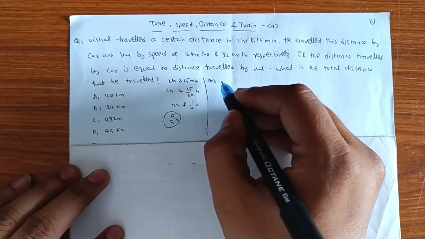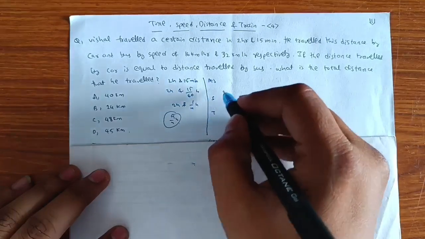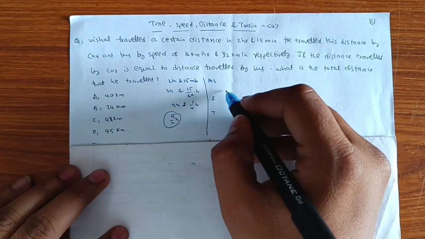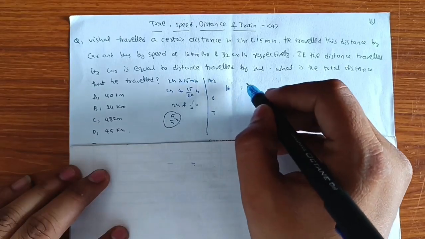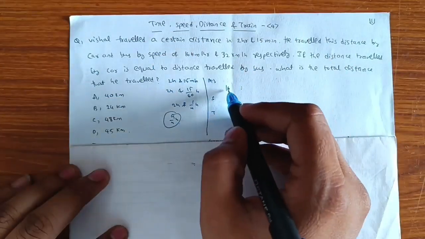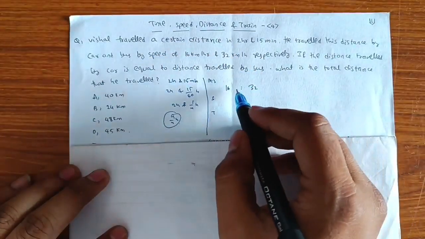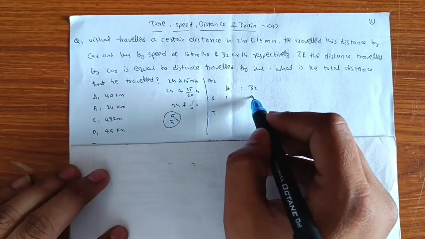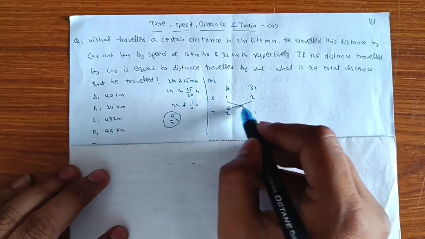I am using method 3 here. Method 3 is the ratio of speed and time. So the distance is the same. The speed by the car is 16 km per hour, and by the bus it is 32 km per hour. Now the ratio of speeds is 1:2, so the time will be 2:1, the reciprocal of this.